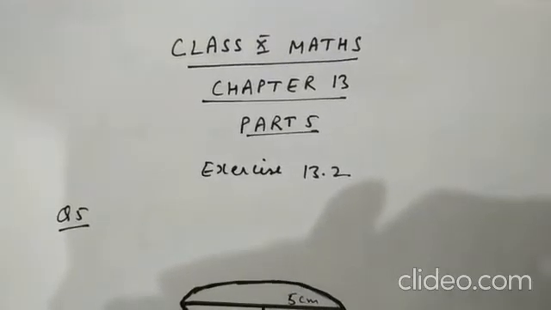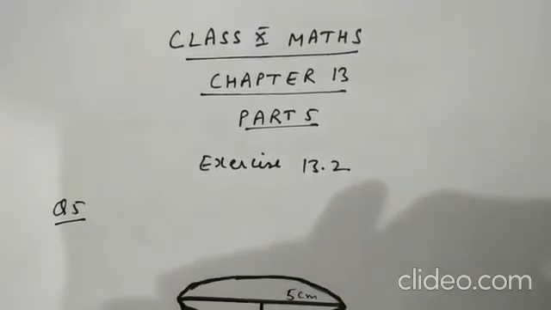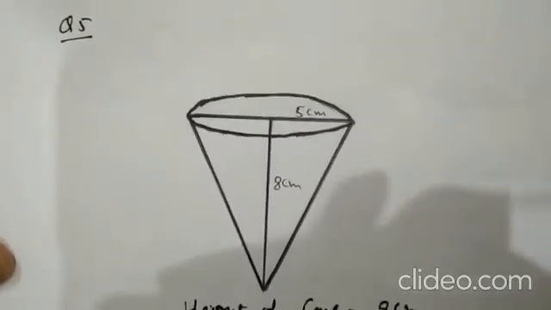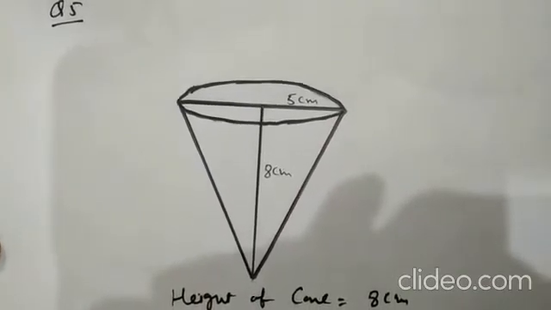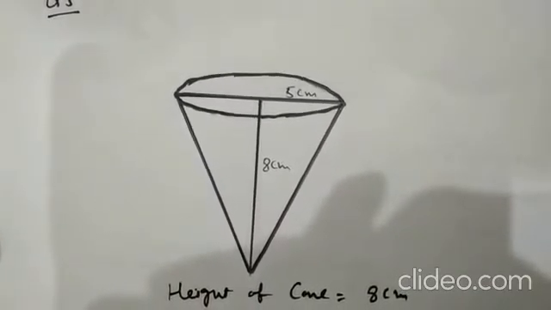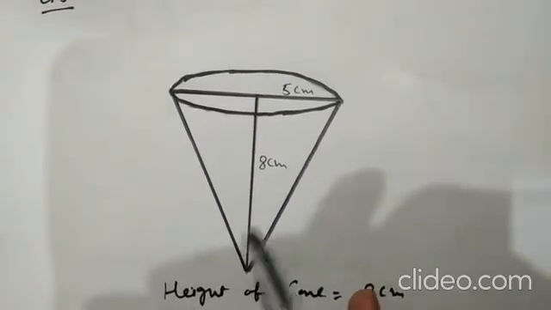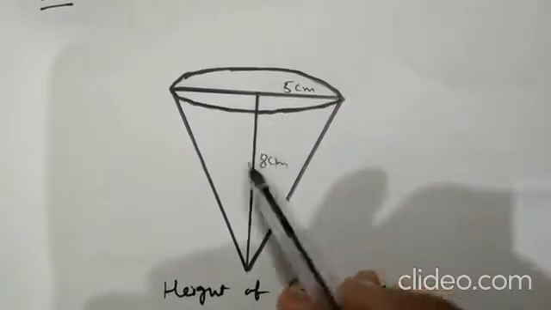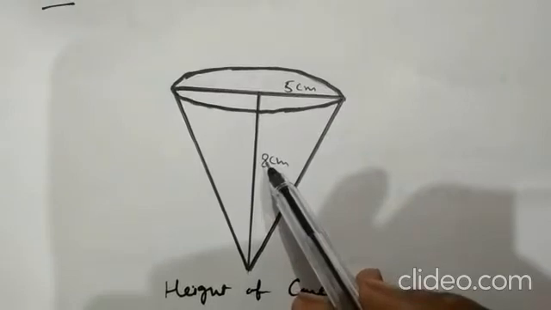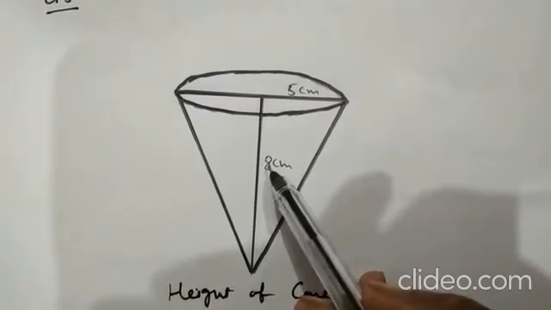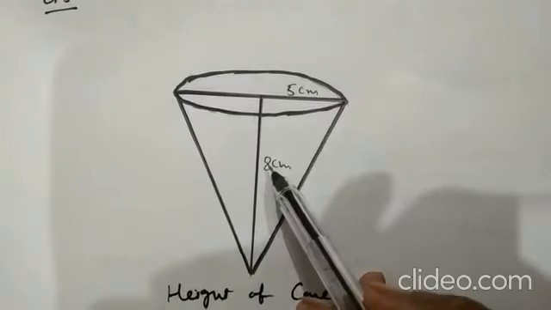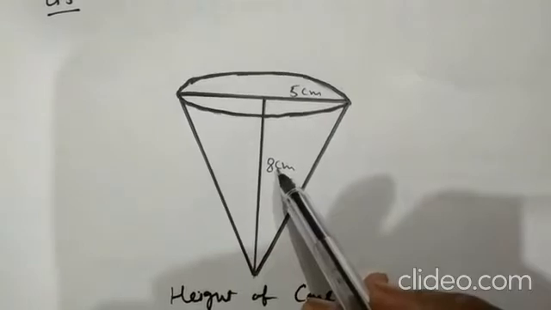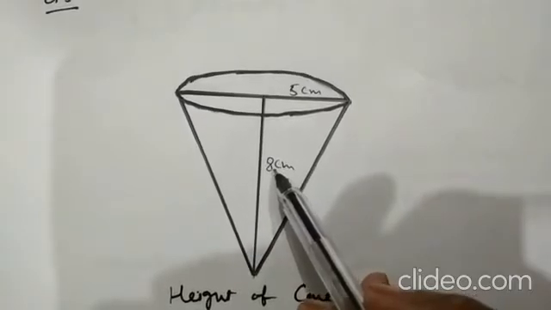Hello students, we continue with chapter 13, part 5, exercise 13.2, question number 5. Here you can see the figure. A vessel is in the form of an inverted cone. Its height is 8 cm and radius is 5 cm. It is filled with water up to the brim. When lead shots, each of which is a sphere of radius 0.5 cm, are dropped into the vessel, 1/4 of the water flows out. Find the number of lead shots dropped in the vessel.